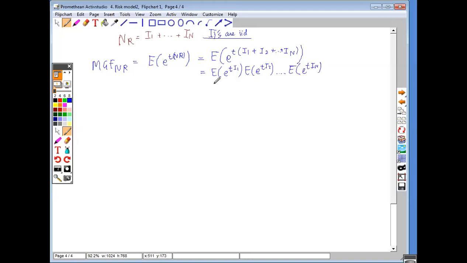Okay. Then what should I be doing? I can maybe just summarize it as the product over I going from 1 to capital N, expectation of e raised to t I small I, right? And what would this be? Since they're identical, it will just be, yeah, so this will be MIT, right? Yes. And then the whole thing will be MIT raised to N.